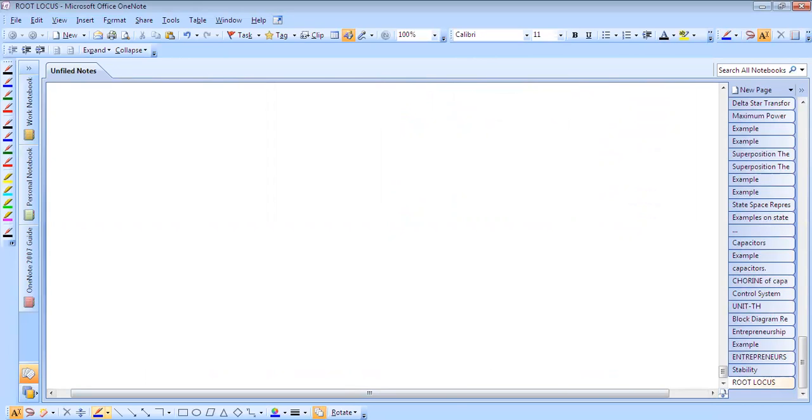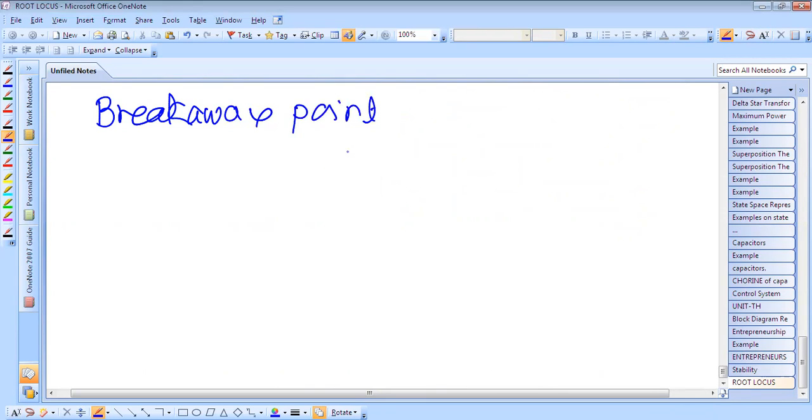Now we have to determine the breakaway points. How can this breakaway point be calculated? By using the characteristic equation. If you have the characteristic equation, we can write it in this form, and then we differentiate k with respect to s and equate it to 0, and we'll get the breakaway points.